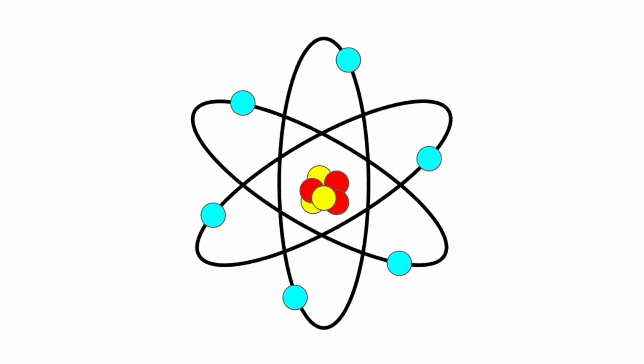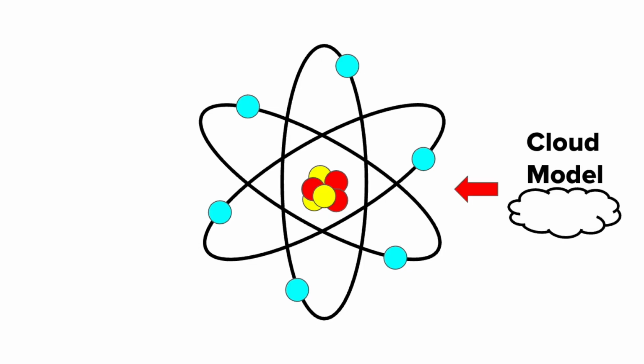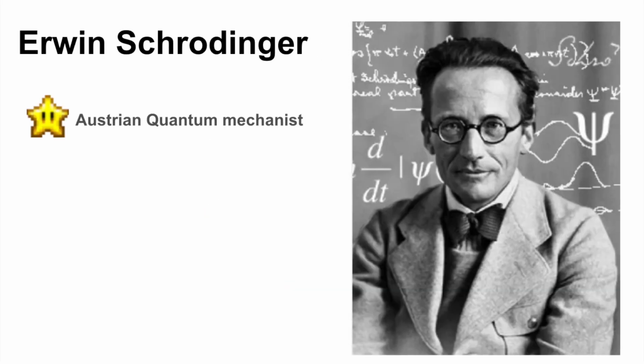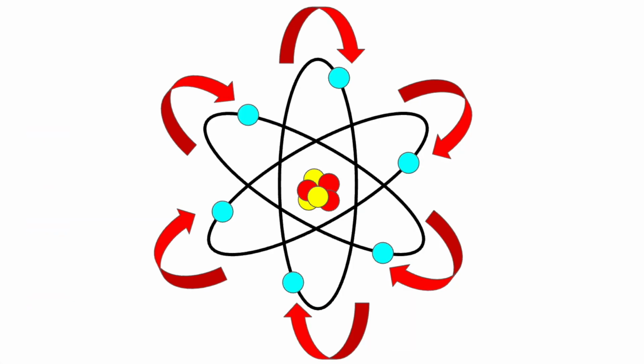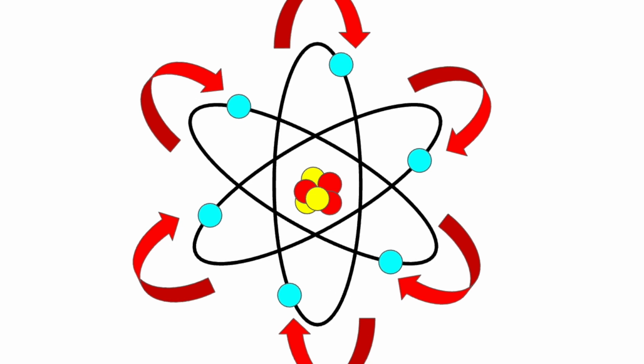But how do we get here? And how does this possibly connect to cheese? Well, this model I keep using is called the cloud model. It was invented by a man named Schrödinger. He was an Austrian quantum mechanist, and in 1926 he developed the model we now know and love by discovering that electrons moved in certain trajectories around the nucleus.